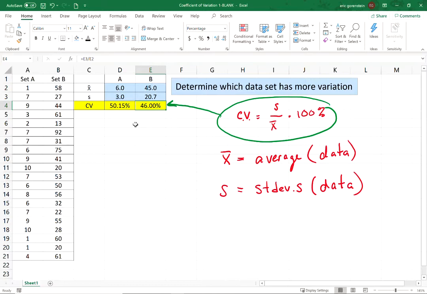There's really no point in calculating the coefficient of variation for only one set. It is used to compare two or more sets. So it's used to compare multiple sets of data and determine which set has more variation relative to the other sets. All right, that does it for coefficient of variation.